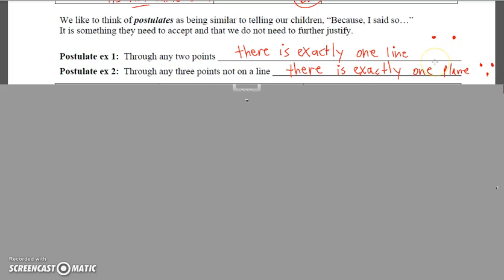Similarly, if I have 3 points that are not on the same line, like these 3 points, I can't draw one line that'll hit all 3 of them, right? Then there's only one plane. Well, what flat surface are these 3 points all sitting on? They're sitting on your paper, right? There isn't one floating up above the paper towards you. You only need one flat surface, your paper, to get all 3 of those, right?